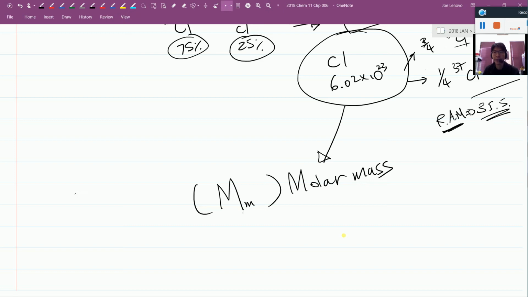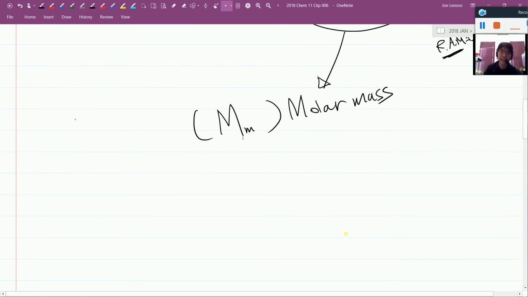But hopefully over the term, you're able to hear me say molar mass, mass, mole, number of mole, and all these terms that will help you distinguish between each other. Now, what is molar mass? Molar mass means if I give you 1 mole of that particular molecule, then what is the weight of it?